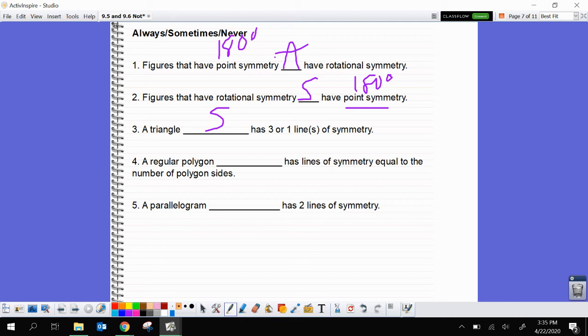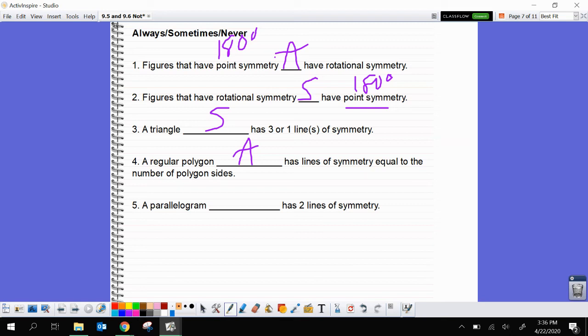Number 4, a regular polygon blank has lines of symmetry equal to the number of polygon sides. Okay, that would be always. Think about when we looked at that regular pentagon or regular hexagon. We just divided it by the number of sides, or number of polygon sides it had.